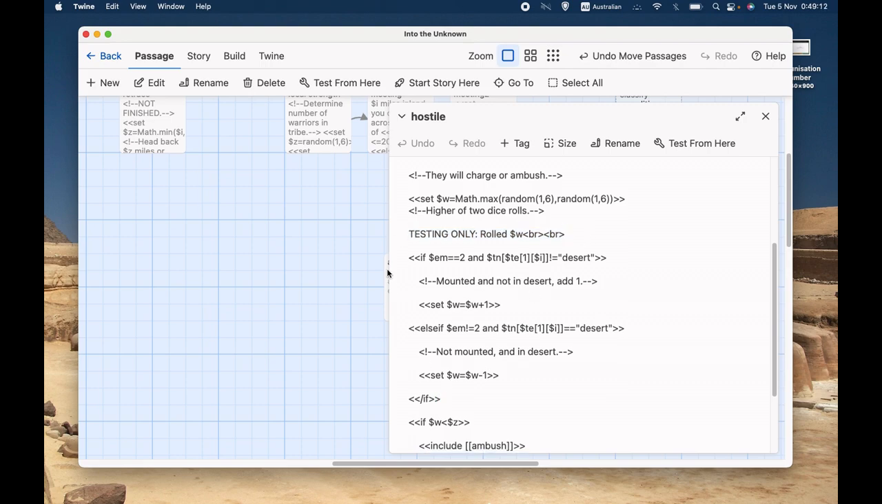Then we have these modifiers. If EM is equal to 2 and TN[TE[I]] does not equal "desert", then we add 1 to W. And if that's not true, and if EM does not equal 2 and TN[TE[I]] is equal to "desert", then we subtract 1.